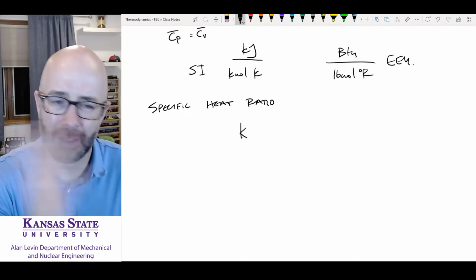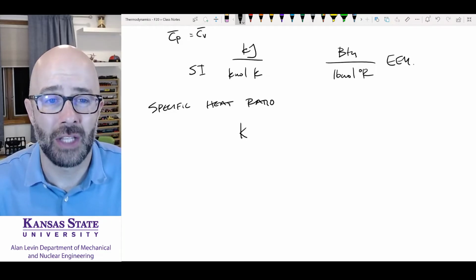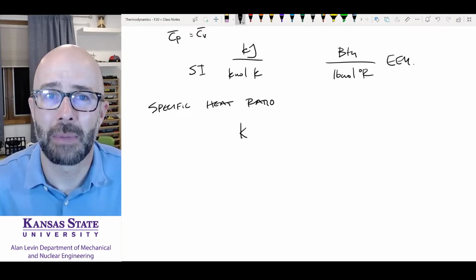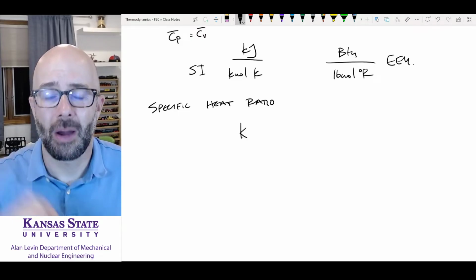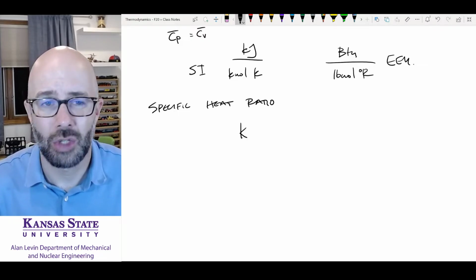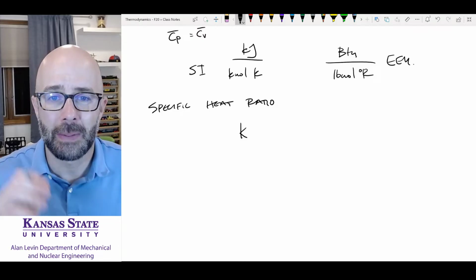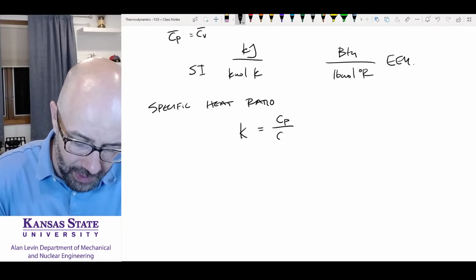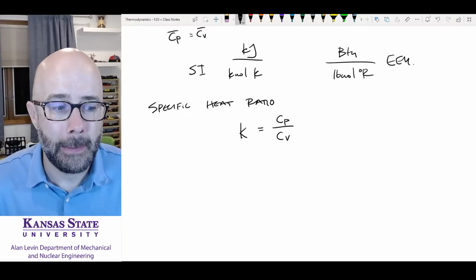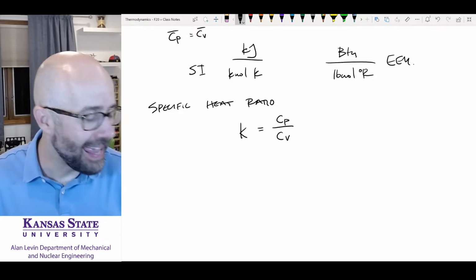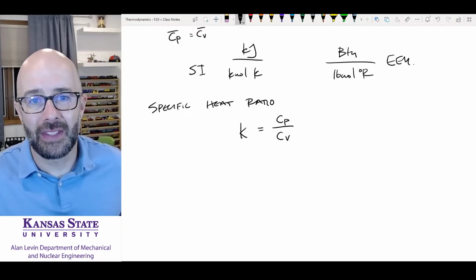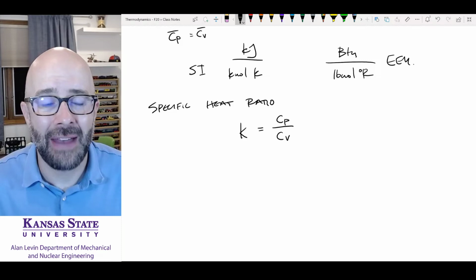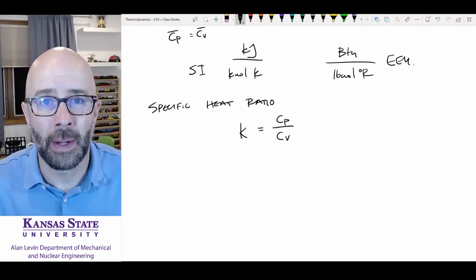I'm not going to mention heat transfer or conduction, convection, radiation. That's the one thing that we're going to put a pin in and give you the opportunity to work on in your heat transfer class. But specific heat ratio K is defined as C sub P all over C sub V. So if this is what K is, and we said that C sub P is always greater than C sub V, then K values are always going to be greater than 1.